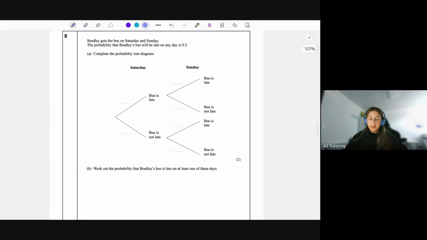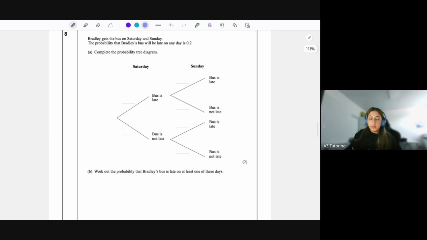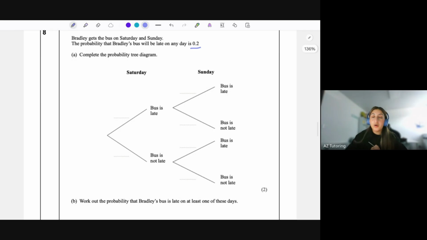So this question here, this is a probability tree because it's using probabilities. Bradley gets a bus on Saturday and Sunday. The probability that Bradley's bus will be late on any day is 0.2. Complete the probability diagram. So we know all probabilities. Quadratic simultaneous equations is higher, so I'm not going to be going over that topic in the foundation class. So we know 1 take away 0.2 is 0.8. So the probability of him not being late on any day is going to be 0.8.